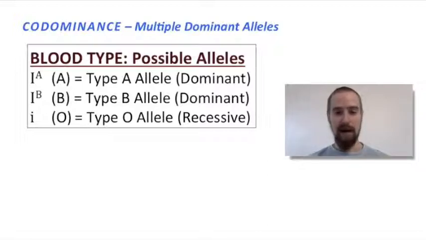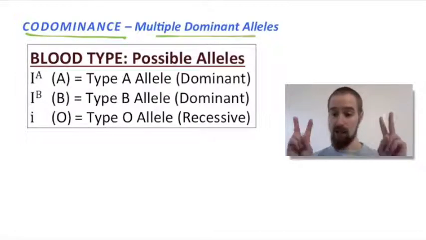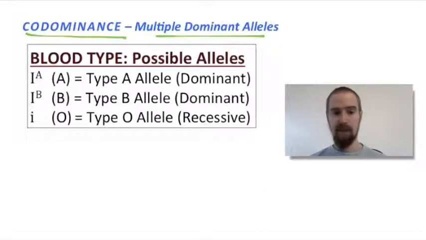There's another interesting pattern of inheritance when genes have more than one dominant allele. This is called codominance, because there are at least two alleles that qualify as dominant according to our definition. Our blood type is a codominant trait.